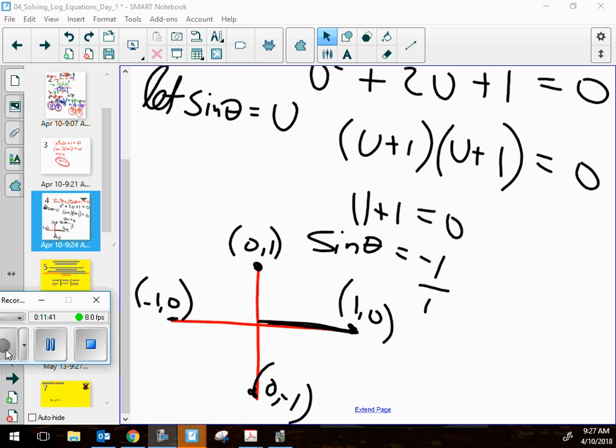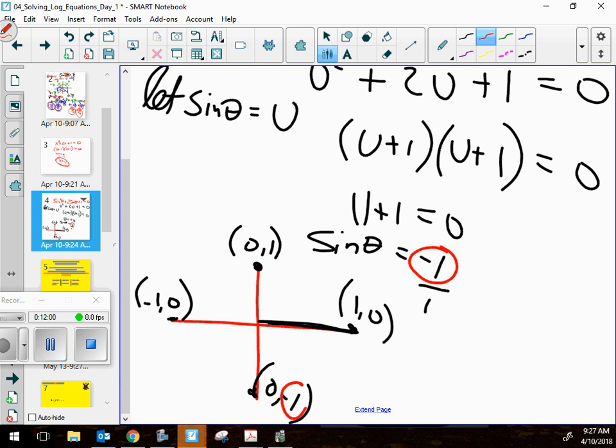Did you figure out that the y would have to be -1? Remember, sine is y. Let's go through those. Sine is y, cosine is x, and what's tangent? Y over x. Okay, good. So, sine is -1 means y is -1, and that's the only spot where y is -1. And so, the answer is 3 pi over 2.